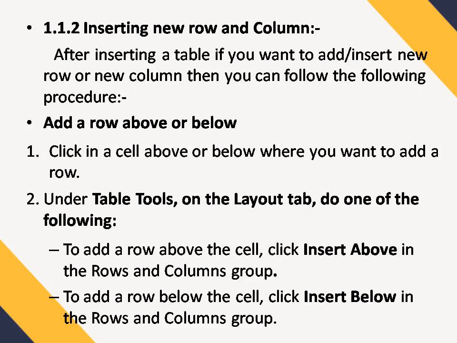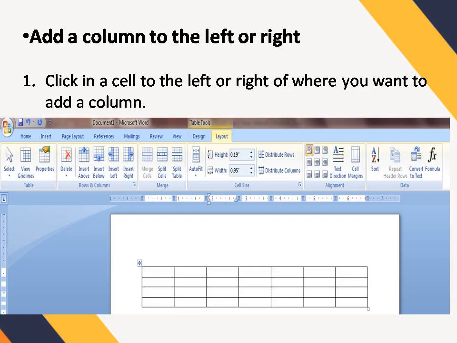Another, add a column to the left or right. First we have studied add a row, now we will study add a column. Step 1, click in a cell to the left or right of where you want to add a column. Step 2, under Table Tools, on the Layout tab, do one of the following. Here you can see the picture first. How you will do it. Layout is there. Layout tab.